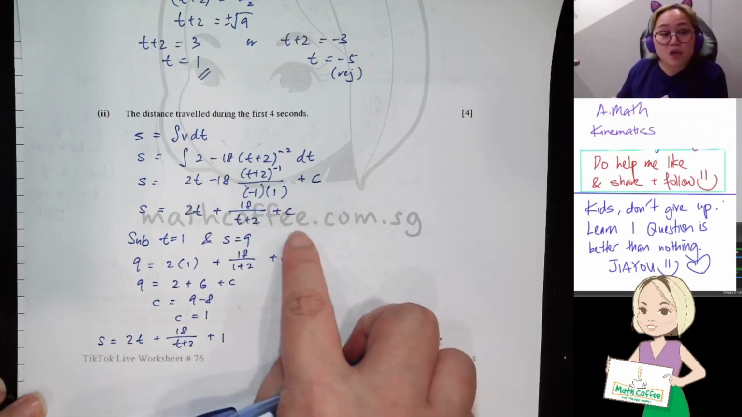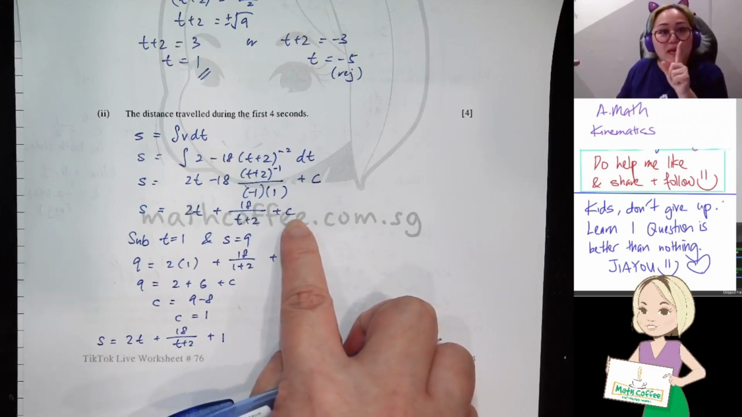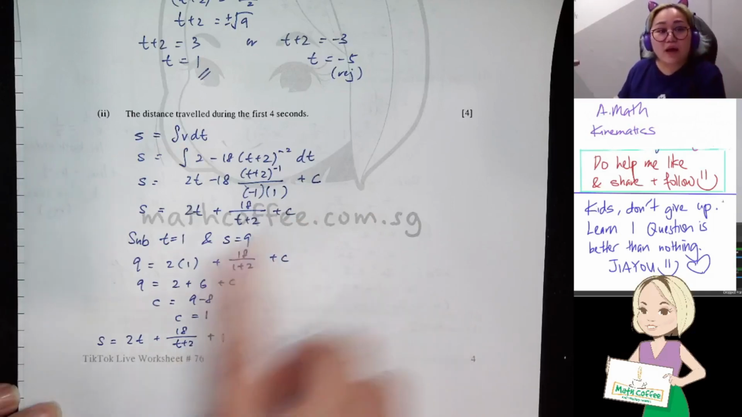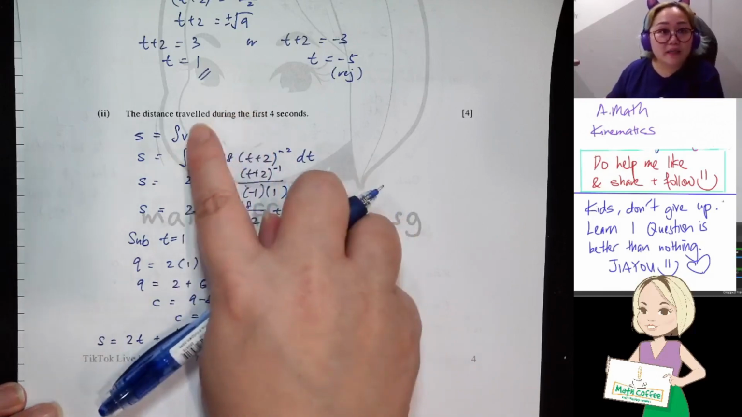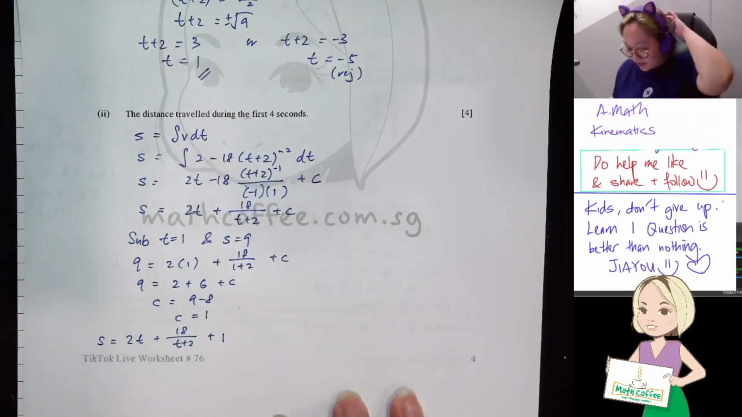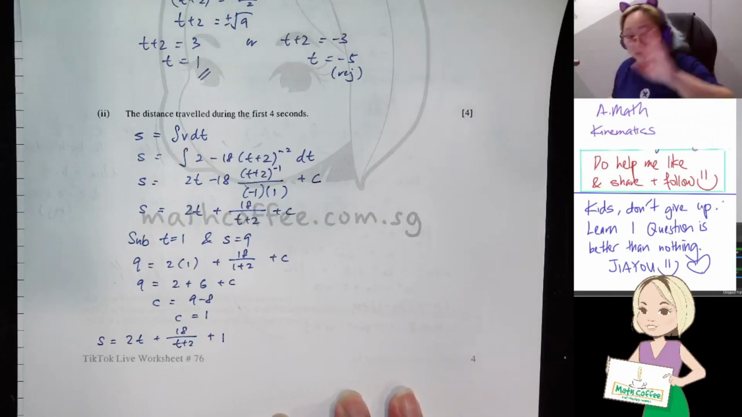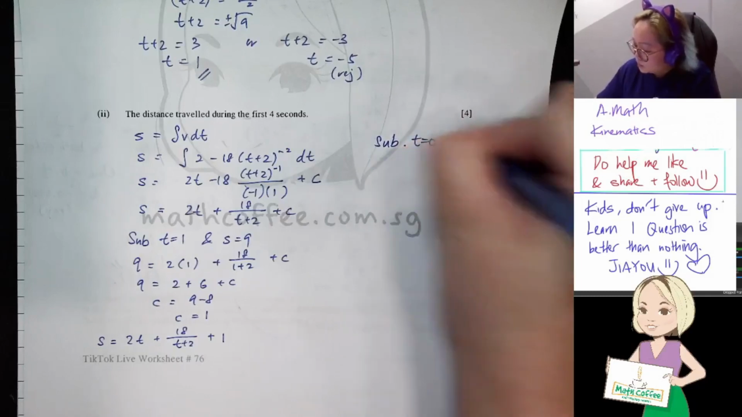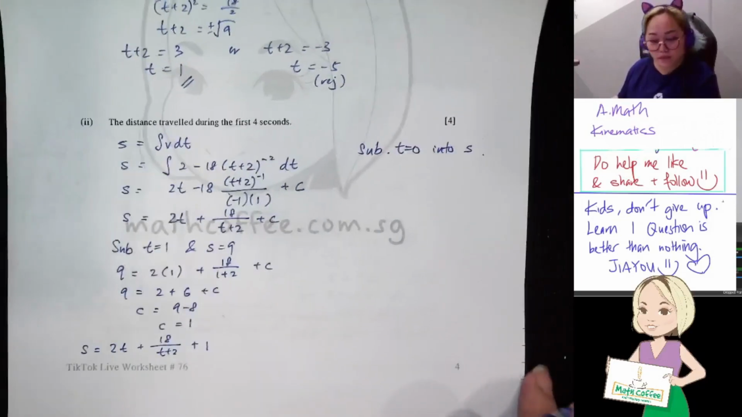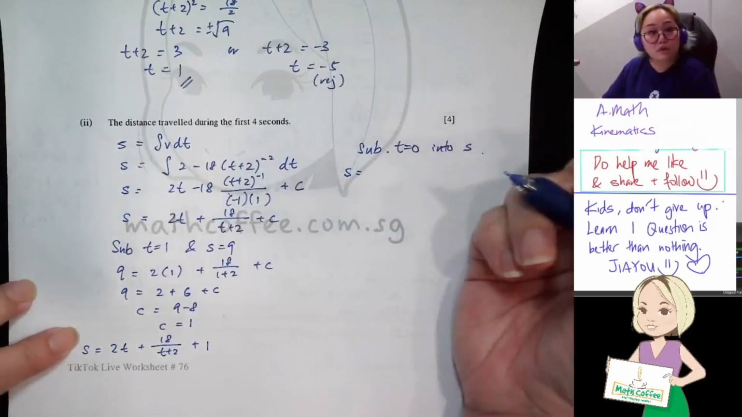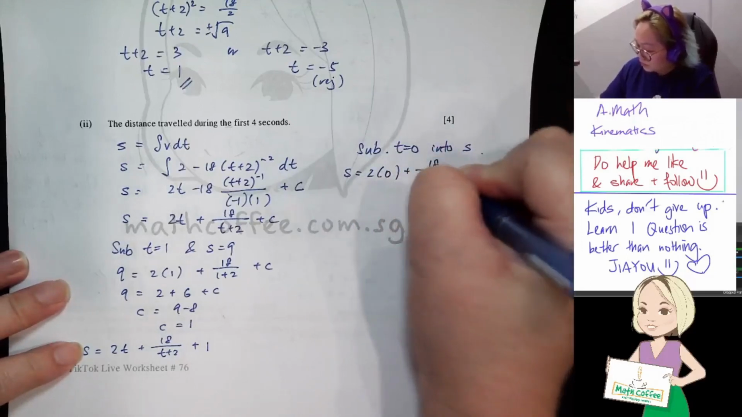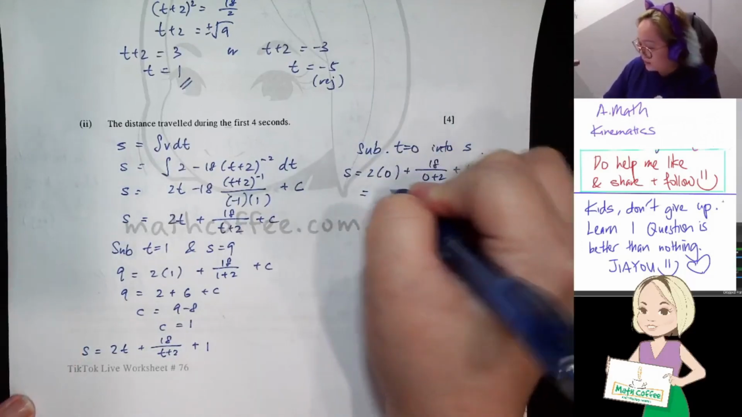Very, very critical to know what your C is. You cannot assume that C is always 0. It is not. So now I have my S, I need to find the distance traveled. So I'm going to draw the diagram. First, I need to know where my particle is at the initial stage. So I need to sub T equals 0 into my S first. So S equals (2 times 0 plus 18) over (0 plus 2) plus 1. So I have 10 meter.